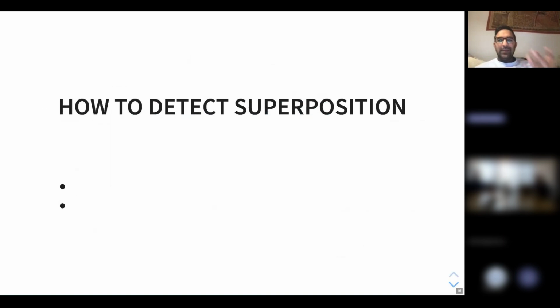And so maybe now I'll just tell you, if you have this non-collapsing measurement, you can detect superposition. Maybe you can try to tell me how this might work. So suppose I have the power to do non-collapsing measurements. Now, can I detect superposition?